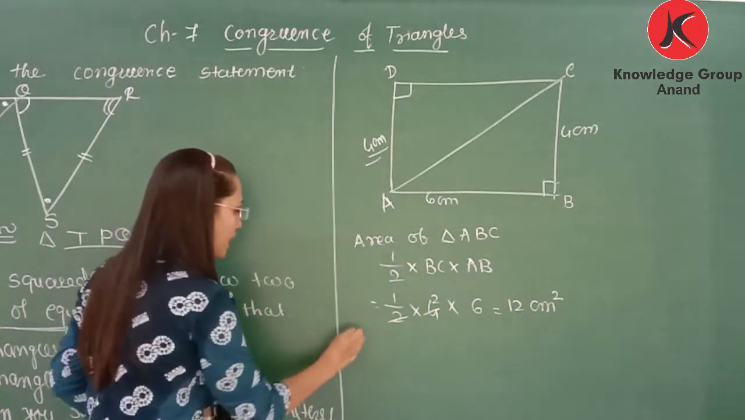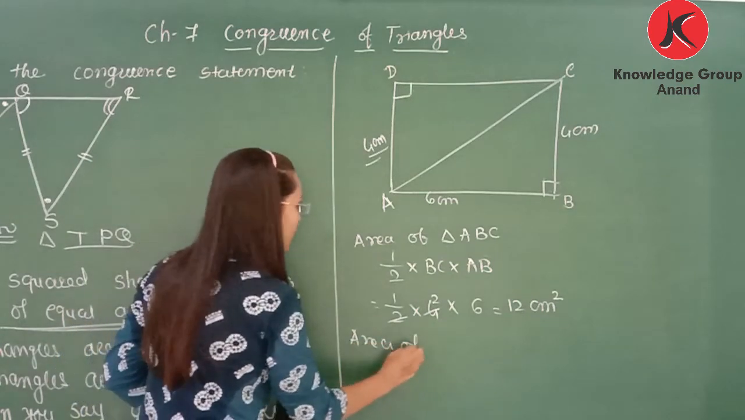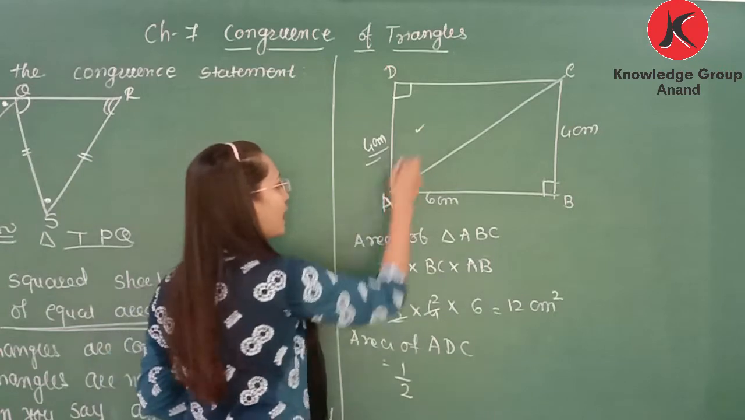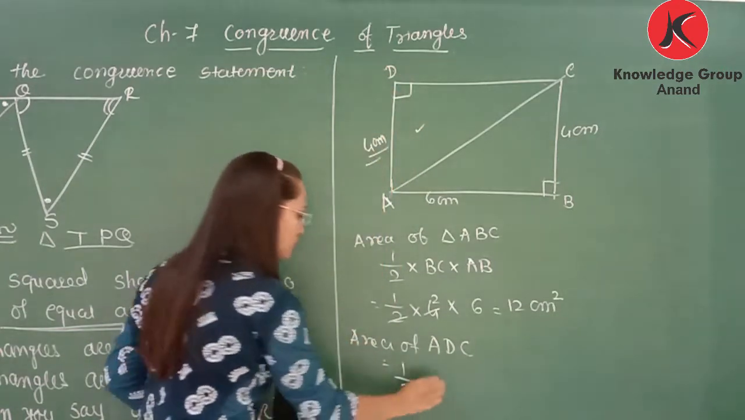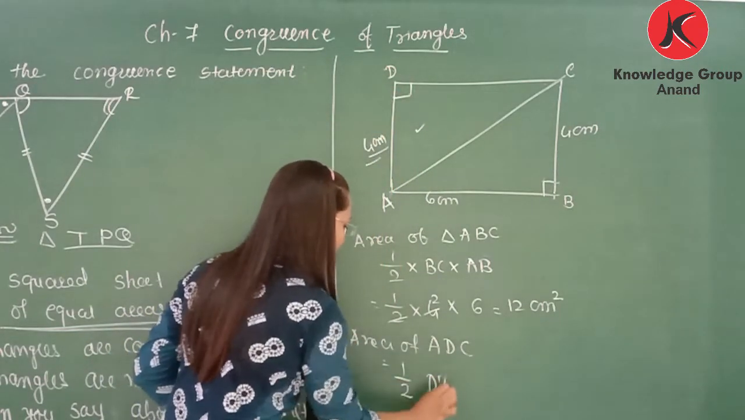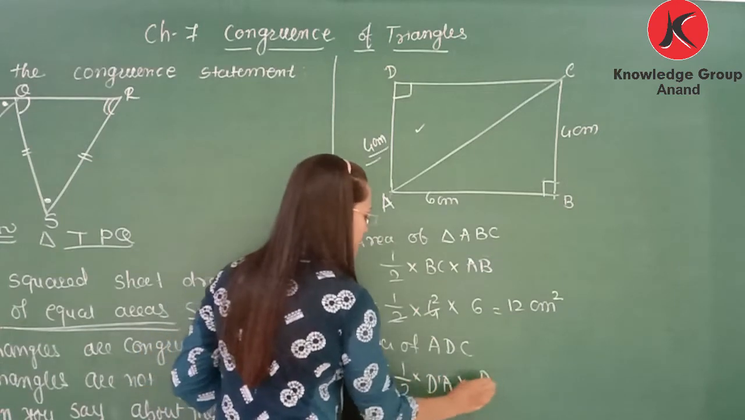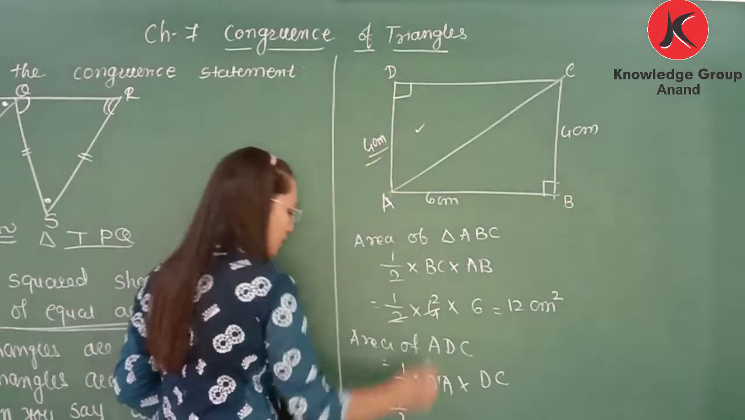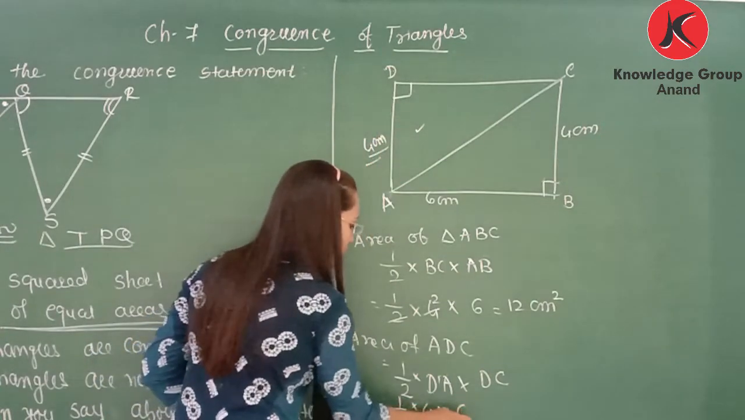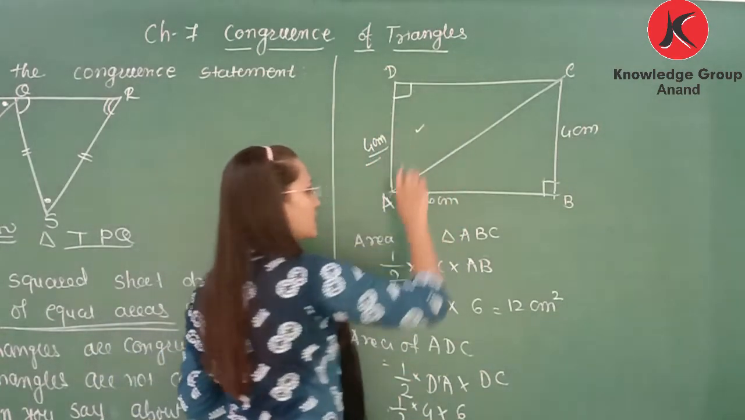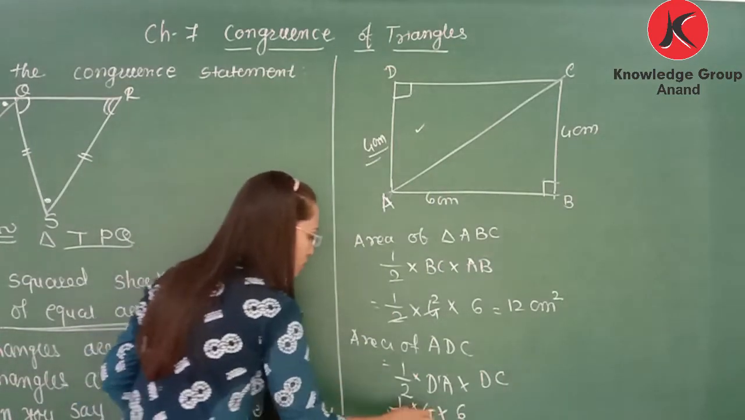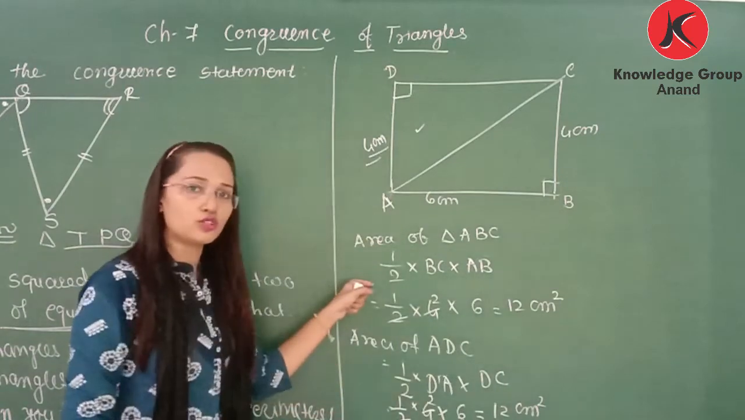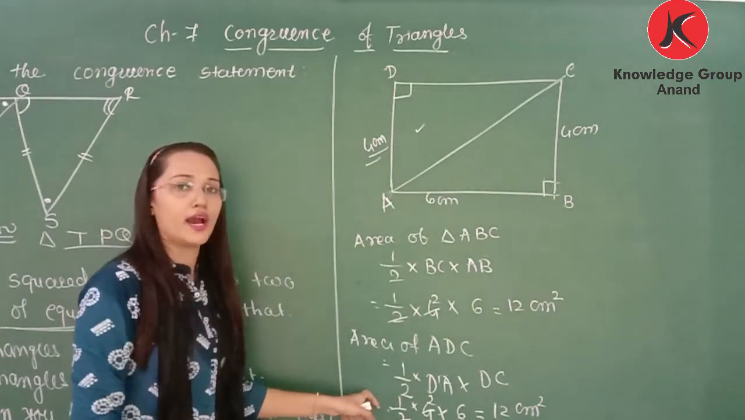Now we will find the area of the other triangle, that is 1/2. For this triangle, AD will be the height and BC will be the base. Now height is 4 cm and BC is 6 cm because opposite sides in a rectangle are the same. So it is 12 cm. It means we drew two triangles in which the areas are the same.